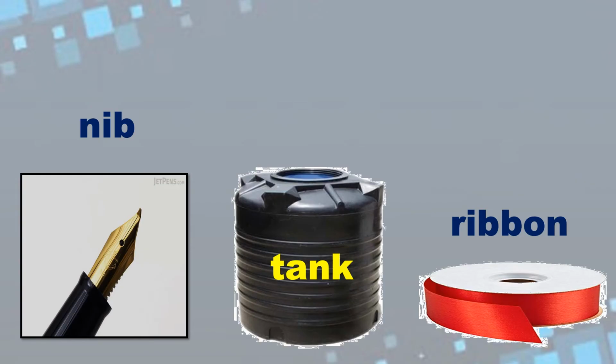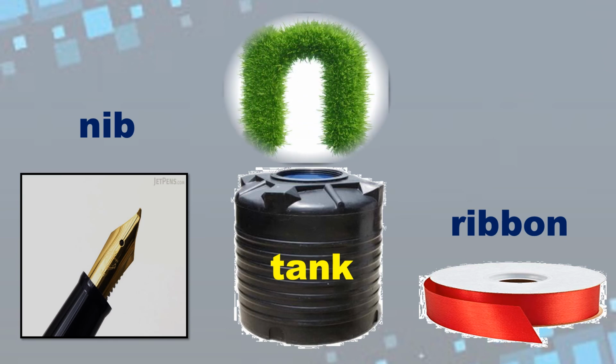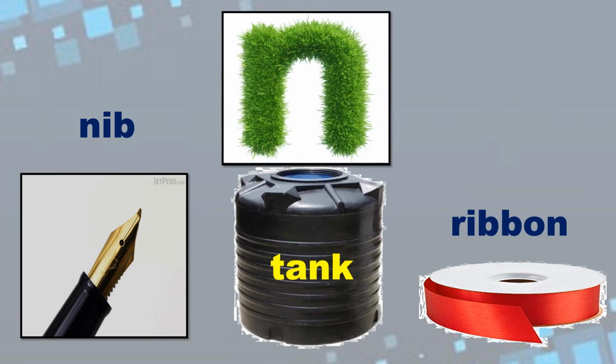The next letter is letter N. N in nib, N in ribbon, and N in tank. So in this way, dear children, you have to find out the letter which is there in the word. For this you have to look at them very carefully.